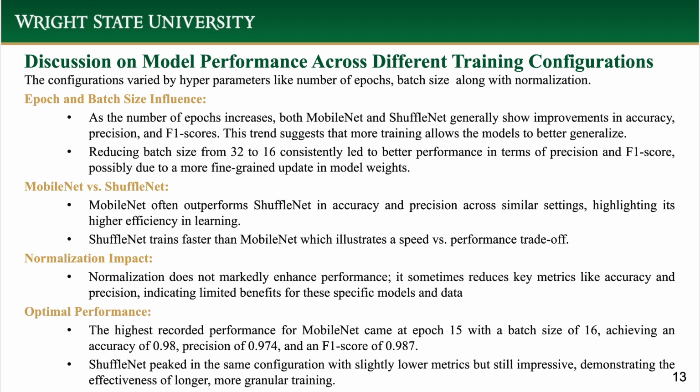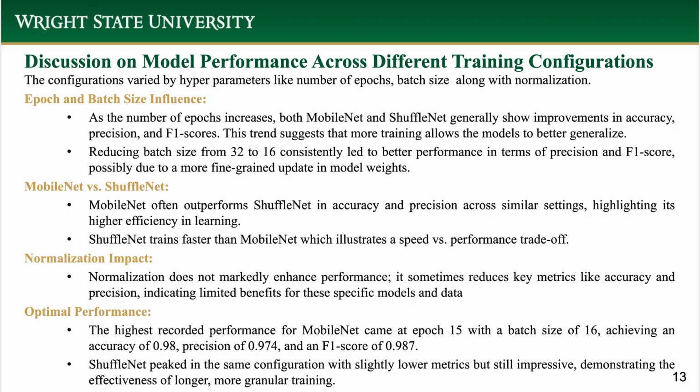Reducing batch size from 32 to 16 consistently led to better performance in terms of precision and F1 score, possibly due to more fine-grained updates in model weights. MobileNet versus ShuffleNet. MobileNet often outperforms ShuffleNet in accuracy and precision across similar settings, highlighting a higher efficiency in learning. ShuffleNet trains faster than MobileNet, which illustrates a speed versus performance trade-off.